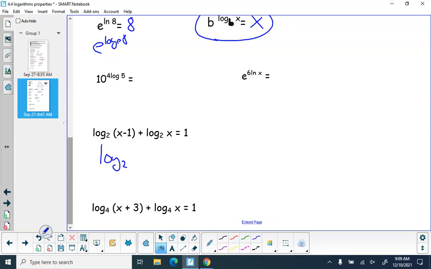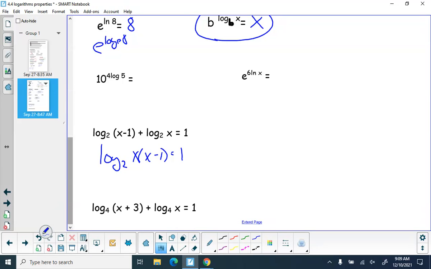Well, I have two logs that are being added together. To combine them back into one logarithm, what do we have to do with our two values that we're taking the logs of? Multiply them. So we have x times x minus 1 is equal to the value 1. Now we have just one logarithm.